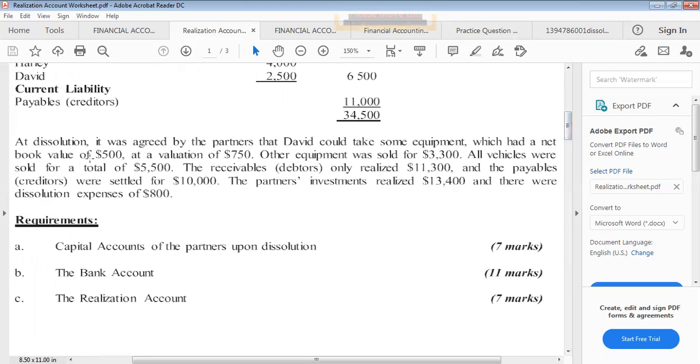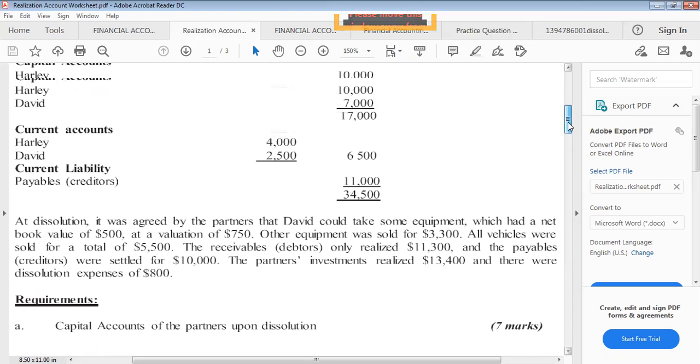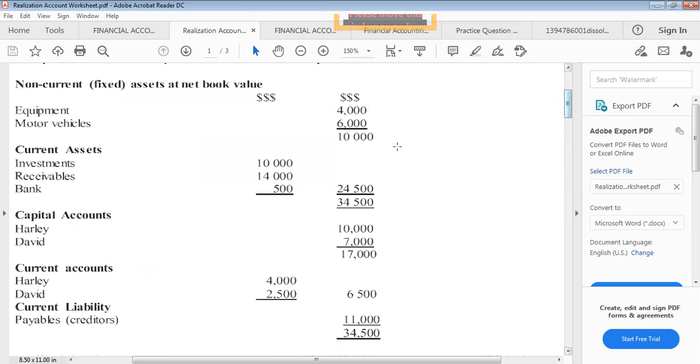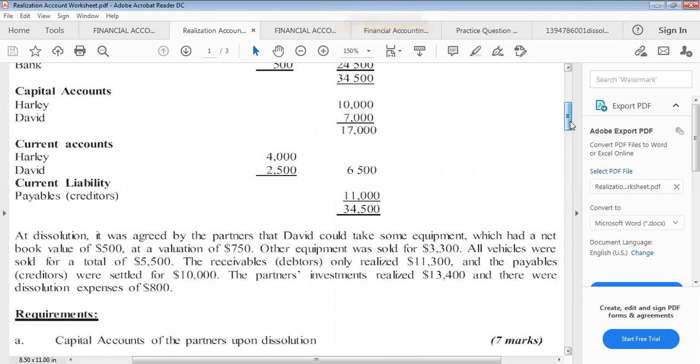All vehicles were sold for what? A total of 5,500. That will go where? Which side? Debit or credit side? Credit. Credit side. All right. Good. Thank you. The receivables, debtors, only realized 11,300. All right. Receivables are what? 14,000. So what happens here then in this case?